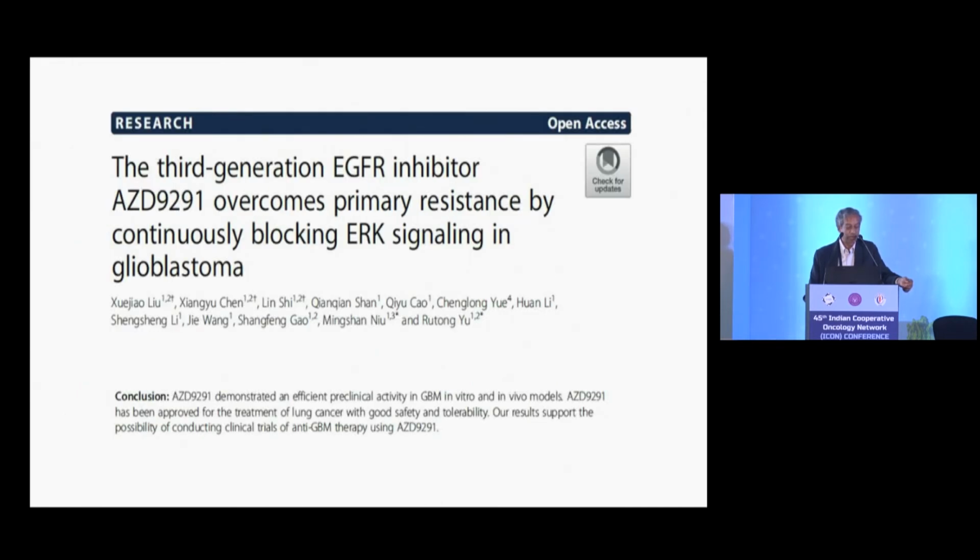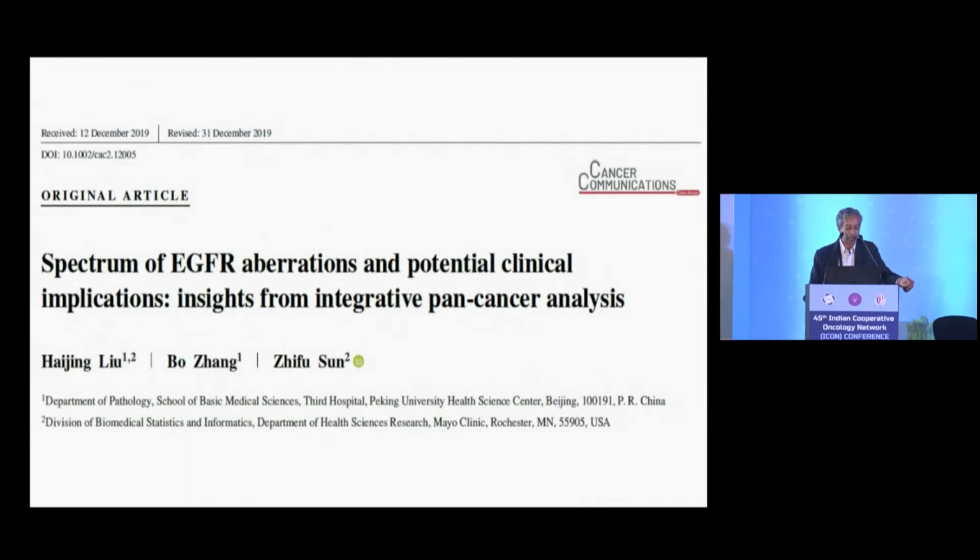So this is one article looking at the third generation EGFR inhibitor, that is osimertinib. This can overcome primary resistance by continuously blocking the ERK signal in glioblastoma. This is actually looking at the spectrum of EGFR aberrations and potential clinical implications. And this is from a pan-cancer analysis.